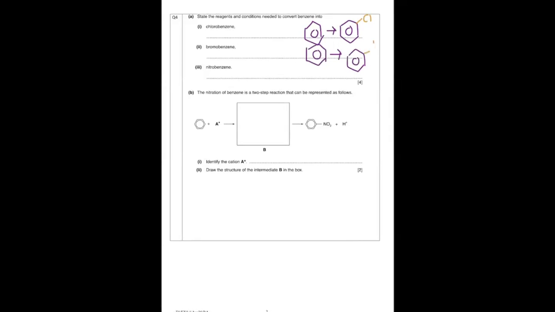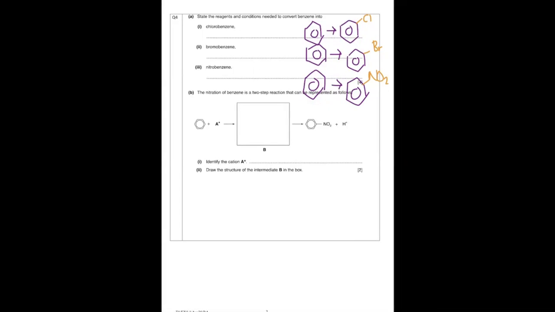This time you attach bromine. Just be careful when you use bromine as your reagent, your catalyst has to match. Yes, it has to match. That means it has to follow the bromine. The last one is nitrobenzene, when you attach a nitro group, NO2, onto your benzene ring. Again, everything is in your notes, right?